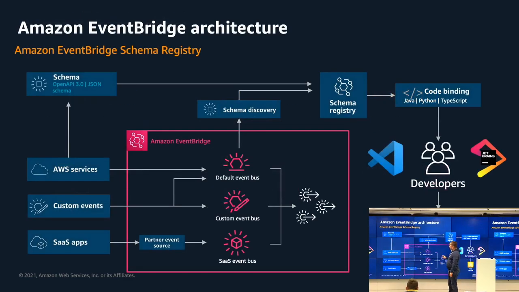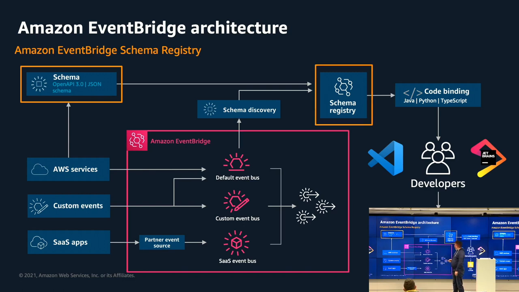Okay, so another feature of EventBridge is schema and schema discovery. Because if you think about it, when your architecture is growing, you have more and more events and different types of events, and you need some kind of registry to store them, right? And also you need to validate these events on the consumer side, whether they are good or not. So for that, we have schema. You can describe your event schema using OpenAPI or JSON. And then we have a schema registry, which you can create and put schemas in, right?